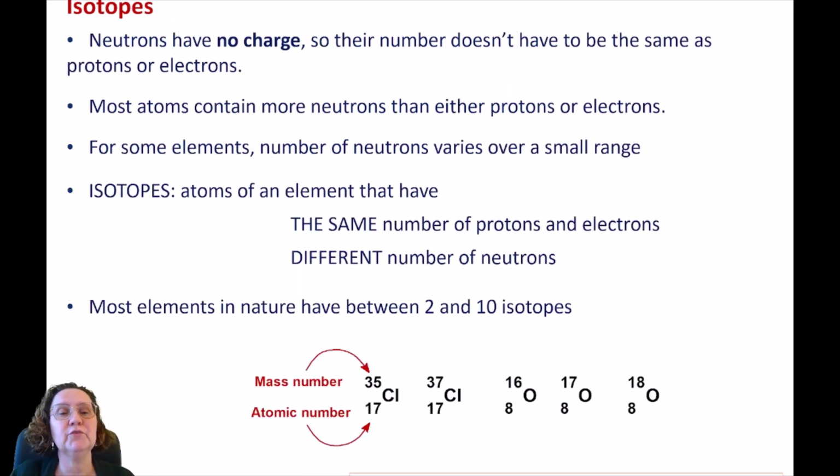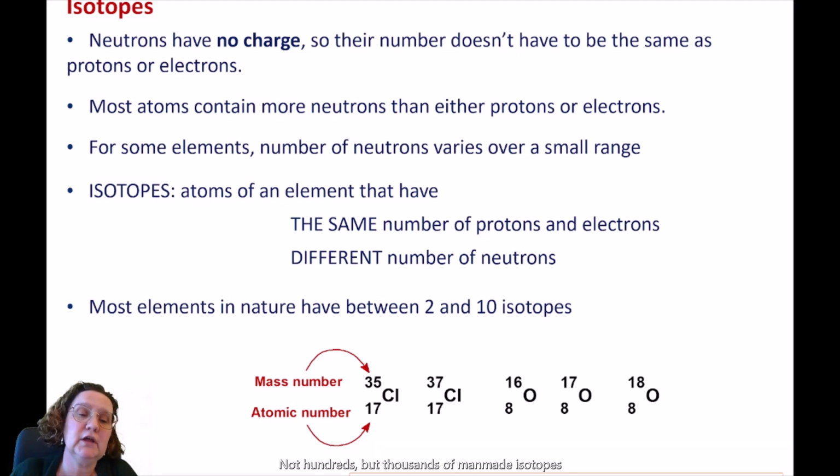So isotopes of an element will have the same number of protons and electrons, because that's what that element is, and a different number of neutrons. It varies. Most elements in nature will have somewhere between 2 and 10 isotopes. Typically, one tends to be more abundant and the others are much smaller, but that's not always the case. For example, the two naturally occurring isotopes of bromine, 79 and 81, have roughly the same proportion in nature. And hundreds have been created using nuclear reactions.